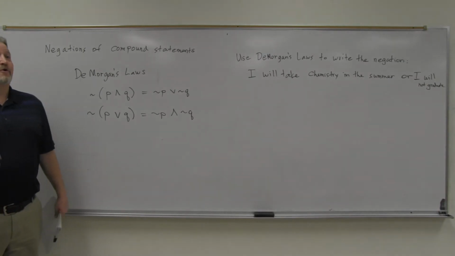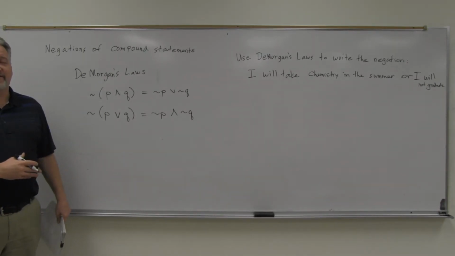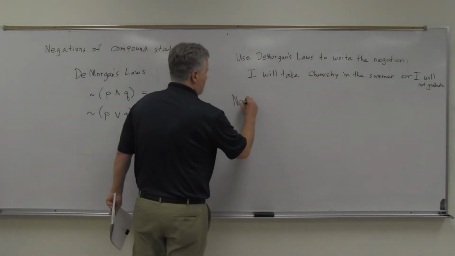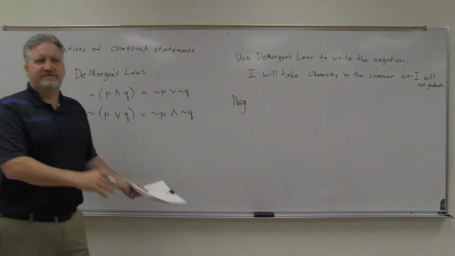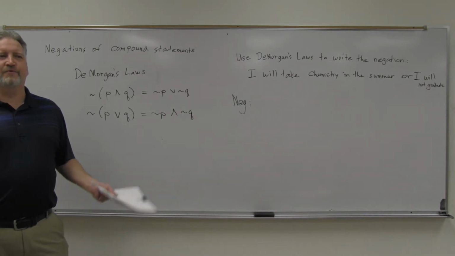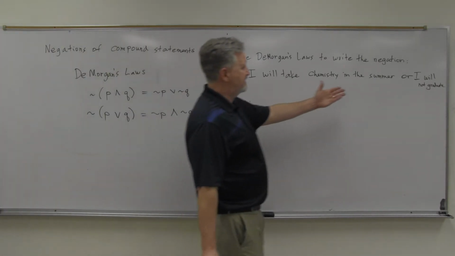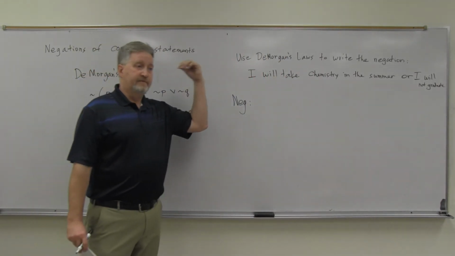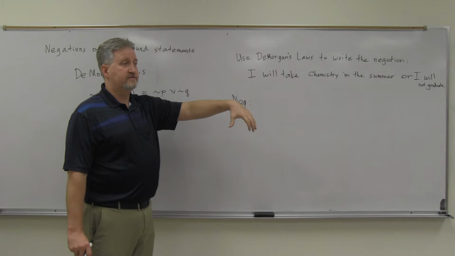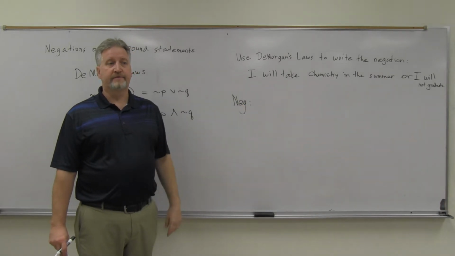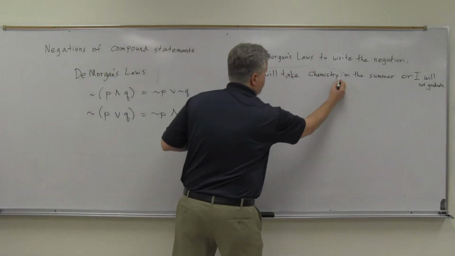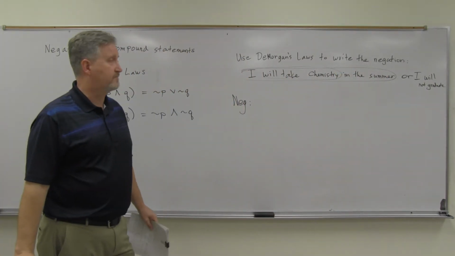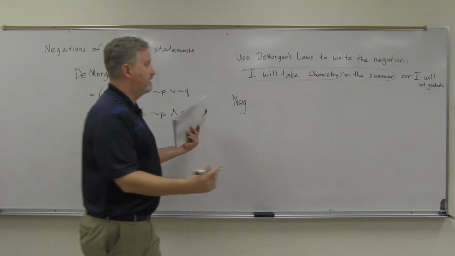Well, De Morgan's laws are just the laws we talked about. How do we negate that? It's exactly the same thing we're just doing. How do we negate this statement? Well, what kind of statement is it? It's an or statement. To negate an or statement, negate the component statements, change the or to and. So here's the component, that's P, our first component statement. Negate that. I will not take chemistry in the summer.